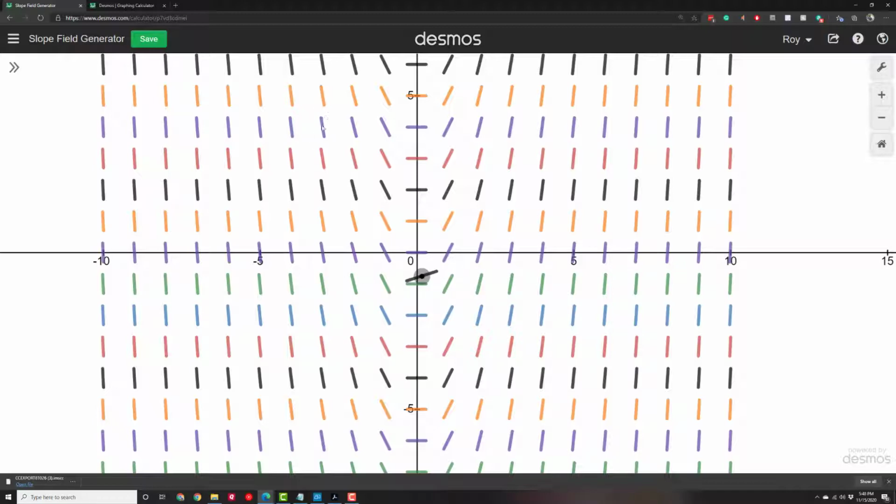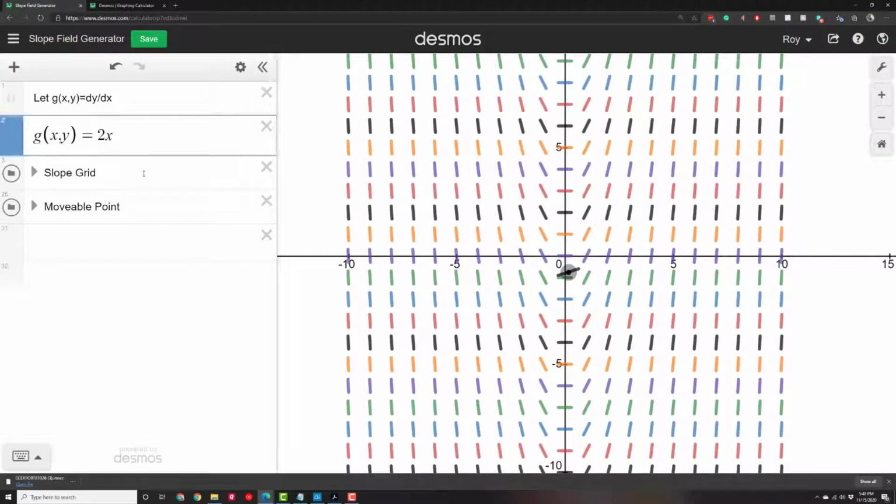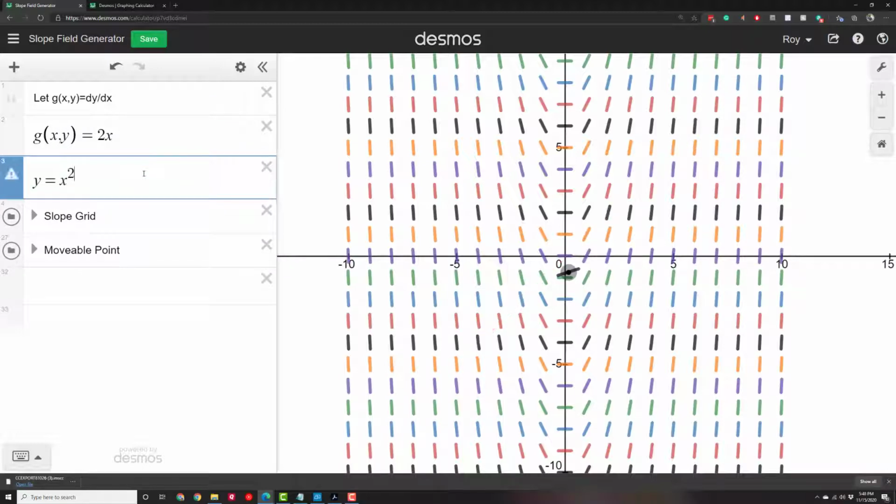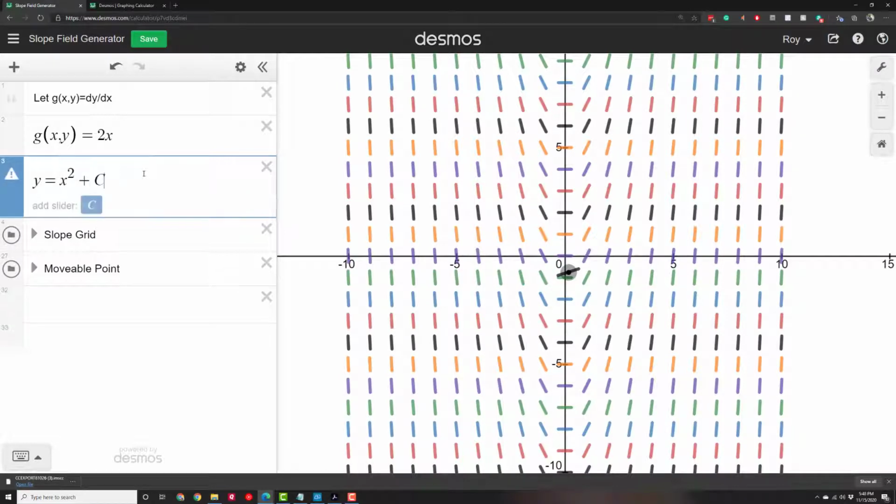Now, if you were to watch this, you could see that it kind of carves out. If you were to slowly graph out a line following these lineal patterns here, you could probably see that you're going to get parabolas, because again, the function, which is the antiderivative of 2x, is y equals x squared, and then plus some value of c.